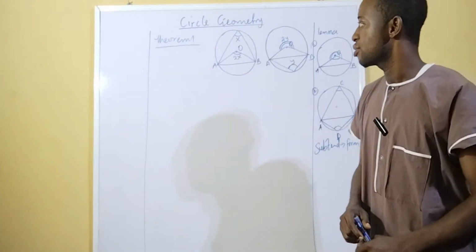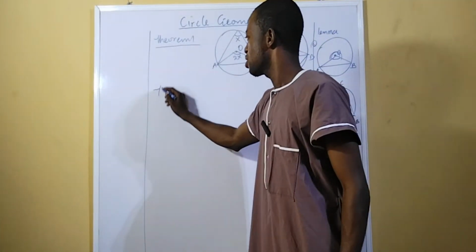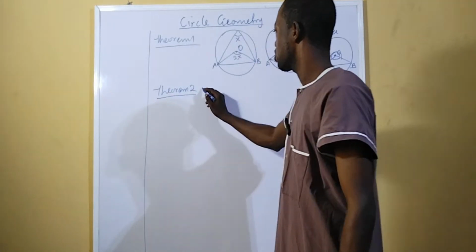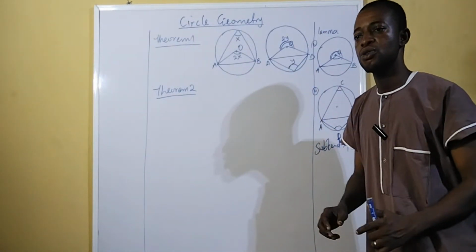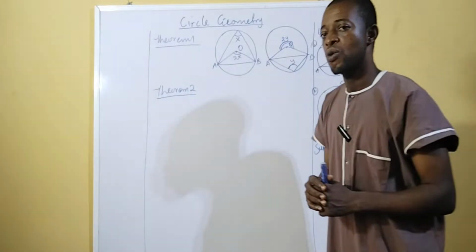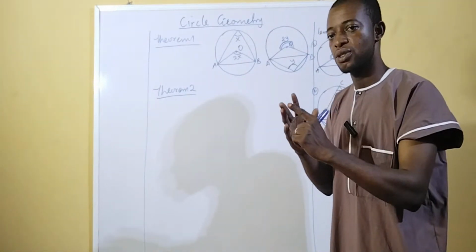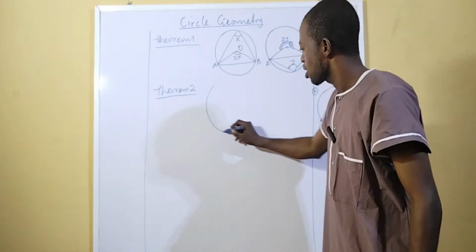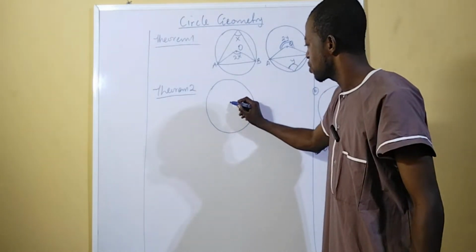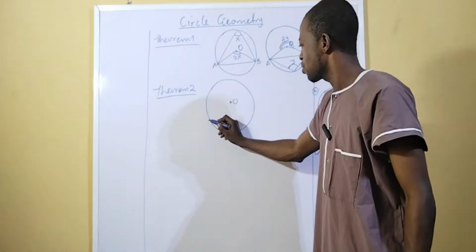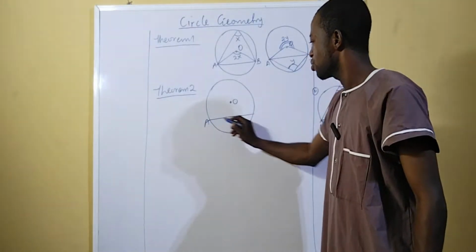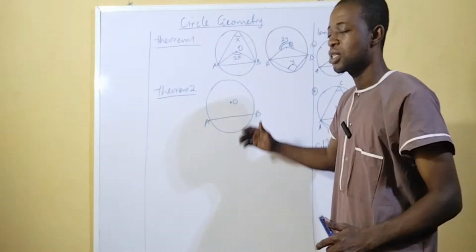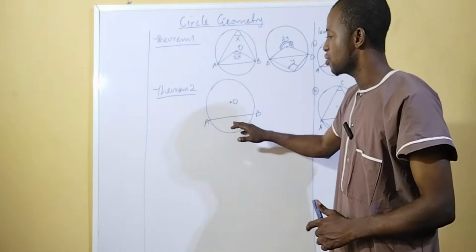Then theorem 2 follows this theorem. What theorem 2 is talking about is that all the angles obtained by a chord or an arc in a segment of a circle are all equal. Now let's look at this in a diagram. If this is a circle with center O, and we have this chord, chord AB, what this theorem says is that all the angles obtained by this chord in one segment are equal. Here we have two segments, the minor and the major.